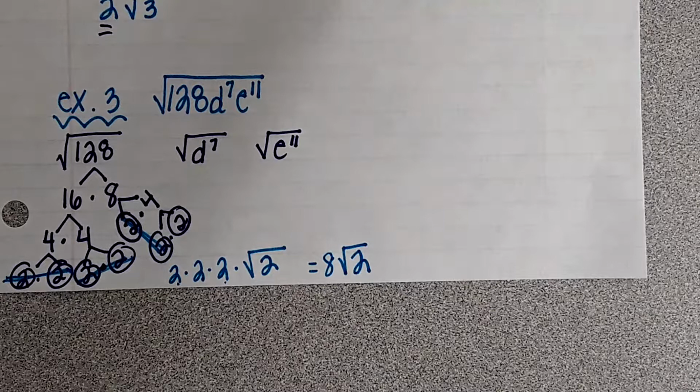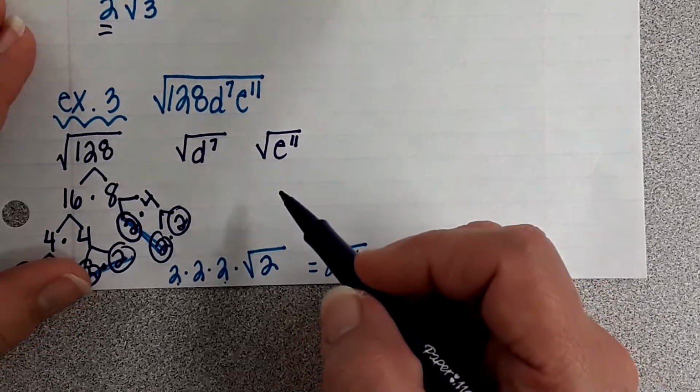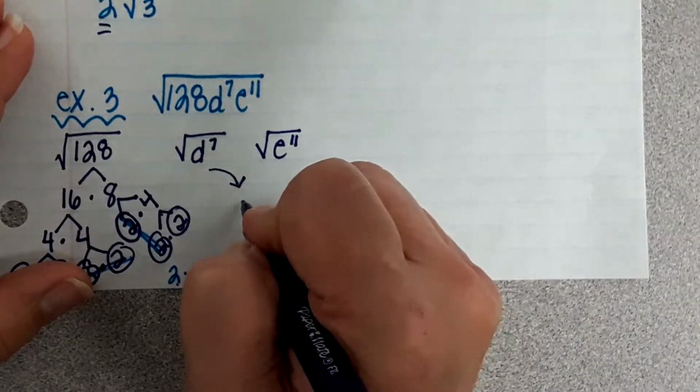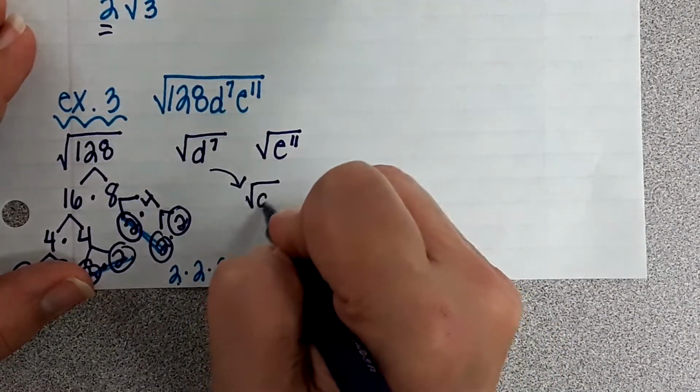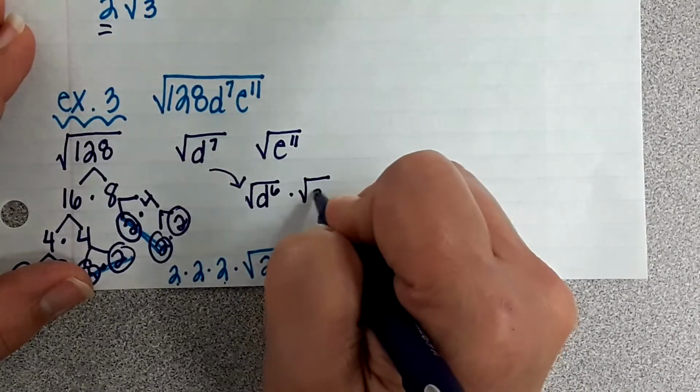Okay, now how am I going to do d to the 7th? What do we break that up into? The square root of d to the 6th, because we're going to go down 1 lower, times the square root of d.